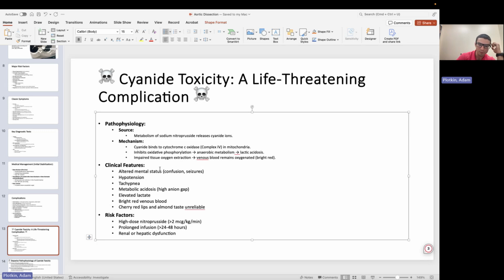All right. So clinical features, we could see altered mental status, confusion, seizures, like we saw in our case. You could see hypotension. We could see tachypnea, metabolic acidosis, a high anion gap, elevated lactate, bright red venous blood, and then everyone's favorite that they probably memorized. We could see cherry red lips and an almond taste. Those are very unreliable tests, so don't be looking for them in vignettes and don't be looking for them in your patient. Obviously, if you see them, it points me towards that direction, but they're unreliable. So really, altered mental status, hypotension, metabolic acidosis, elevated lactate, bright red venous blood are all really good signs, and then your tachypnea too. Risk factors, high dose of nitroprusside, if there's a prolonged infusion or renal hepatic dysfunction.